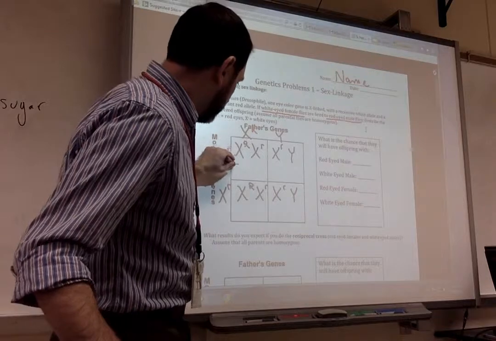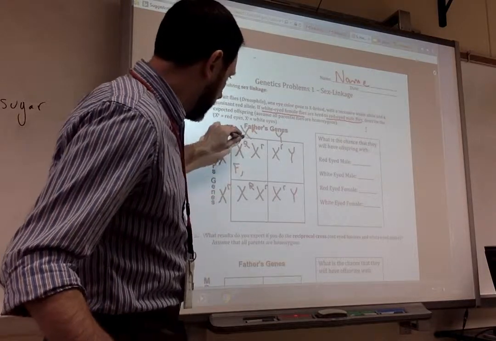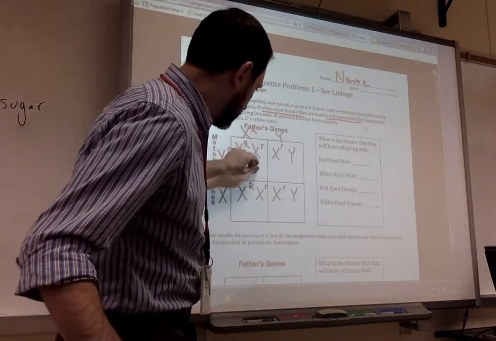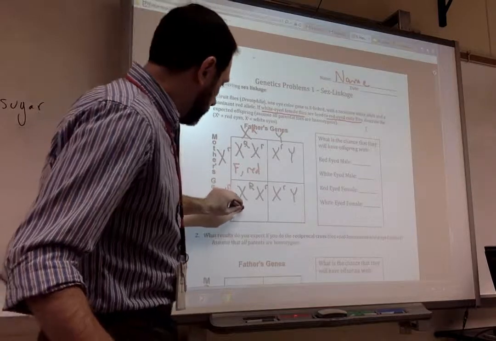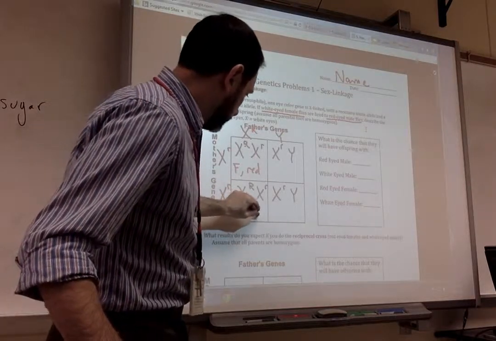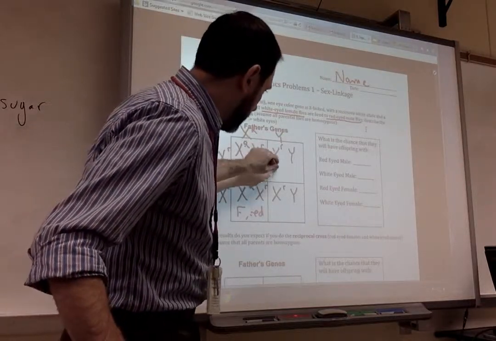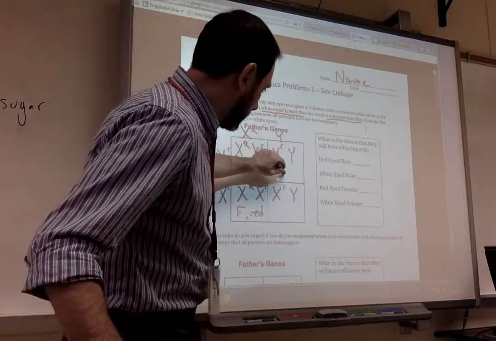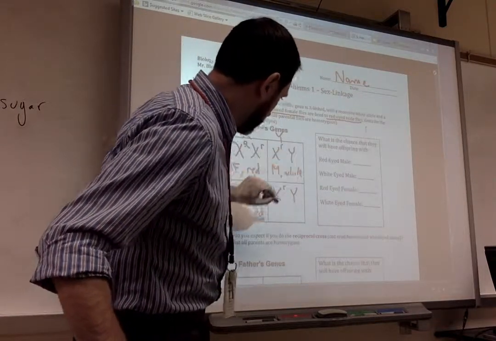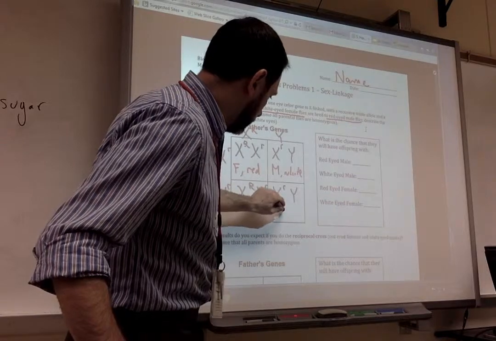So this is going to be a female because of the two X's. And because of that dominant, she'll have red eyes. This will also be a female with red eyes. This will be a male, and because of that lowercase, he's going to have white eyes. And this is a male with white eyes.